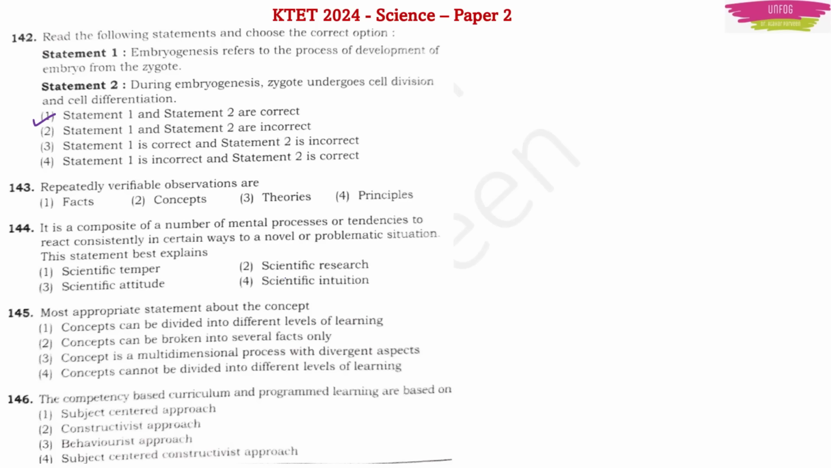Then from here they have given the methodology questions. The question is about repeatedly verifiable observations. Repeatedly verifiable observations are facts only. Okay, option 1 will be the correct answer.